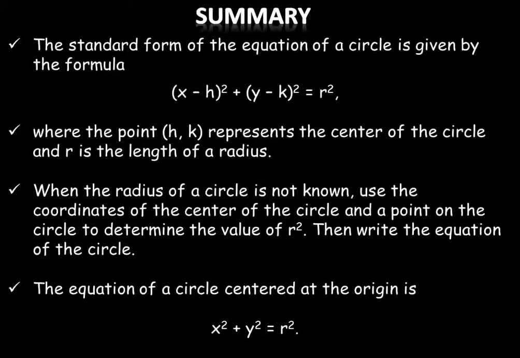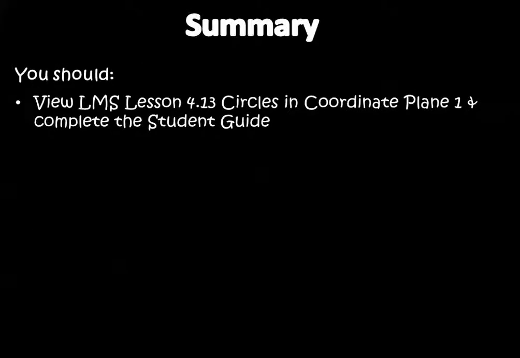And when the radius of a circle is not known, we're going to use the coordinates of the center of the circle and a point on the circle to determine the value of r squared, and then write the equation of the circle. And then the equation of a circle centered at the origin is x squared plus y squared equals r squared.